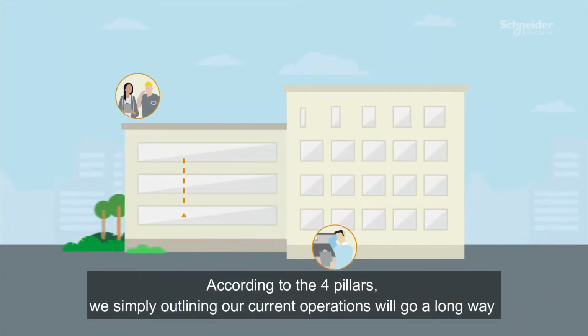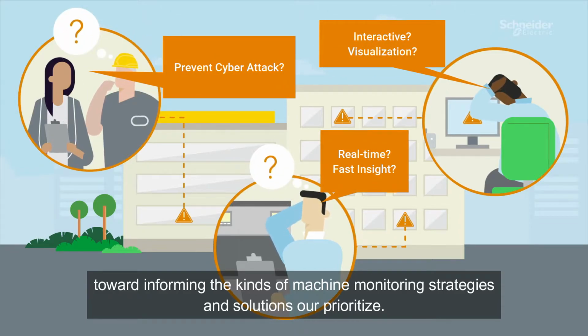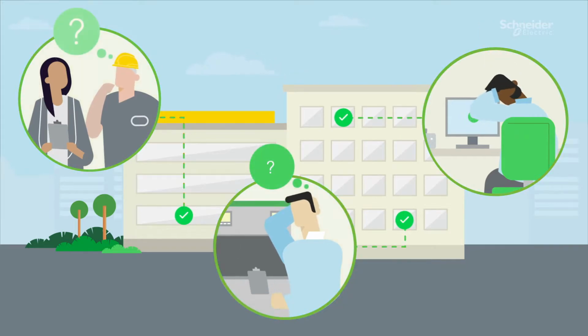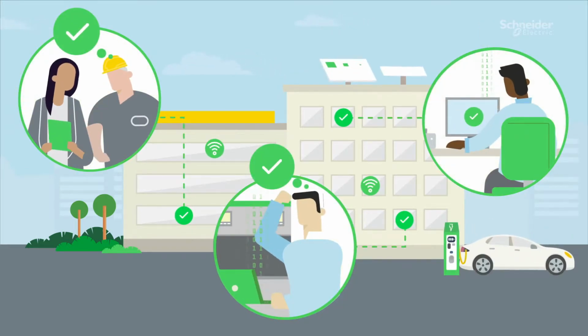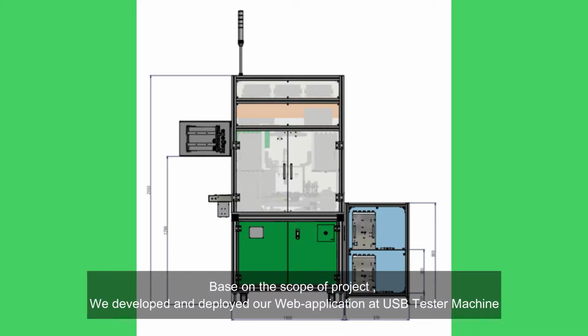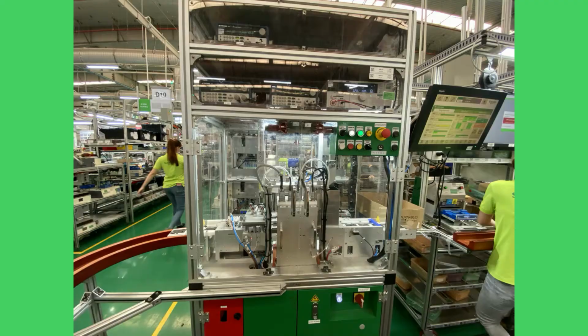According to the 4 pillars, simply outlining our current operations will go a long way toward informing the kinds of machine monitoring strategies and solutions that are prioritized. Based on the scope of the project, we developed and deployed our web application at the USB tester machine.